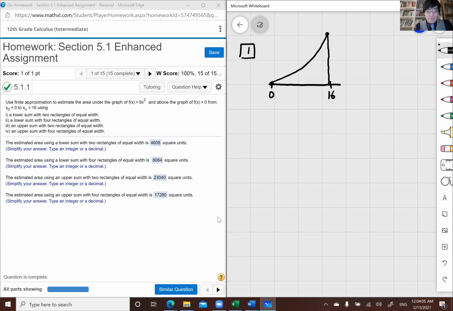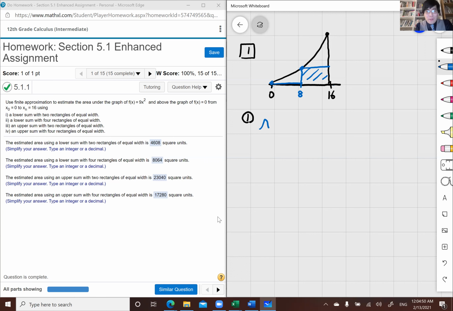Part 1. A lower sum with two rectangles of equal width. So I'm going to create two rectangles. I'm going to divide this interval into 2, so it's going to be 8 here. And in each interval, I'm going to take a lower sum, so I'm going to take the smallest height in each interval. Between 8 and 16, the smallest y value is at the left end point, like this. And between 0 and 8, the smallest point is at x = 0.